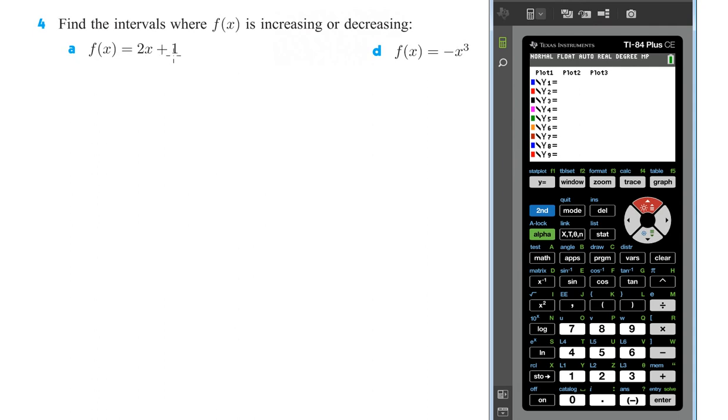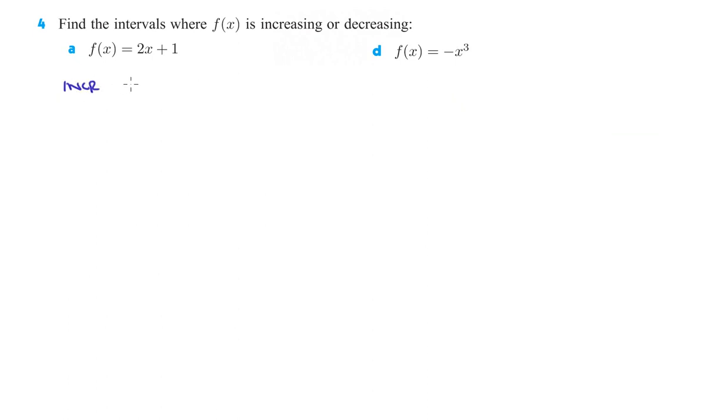So f of x equals 2x plus 1. So if we simply put in 2x plus 1 and we hit our graph, this thing is just a constant straight line going up forever and ever. So find out where the intervals are. This entire graph is increasing. So it's increasing for all real numbers.